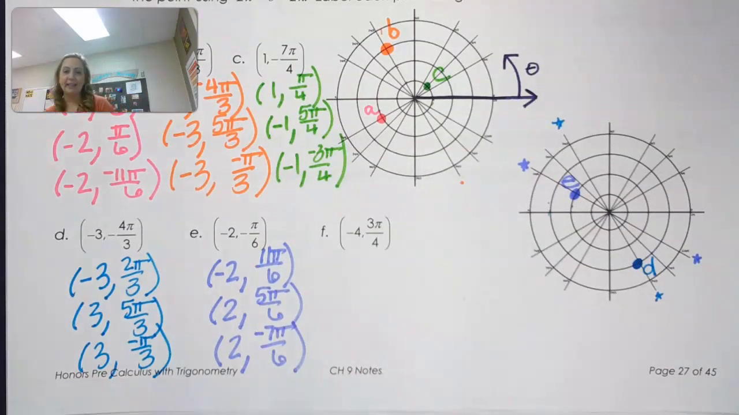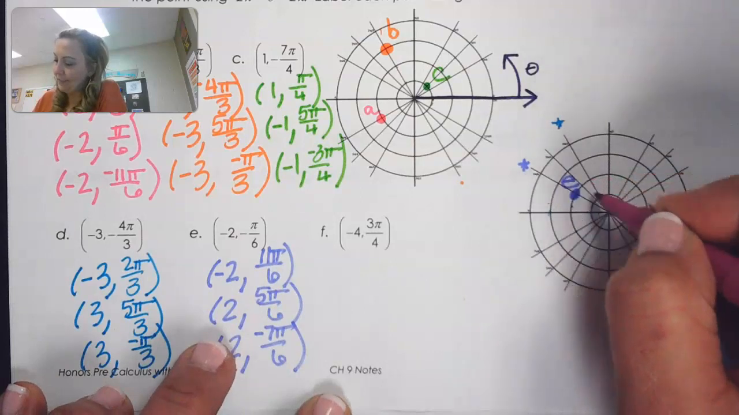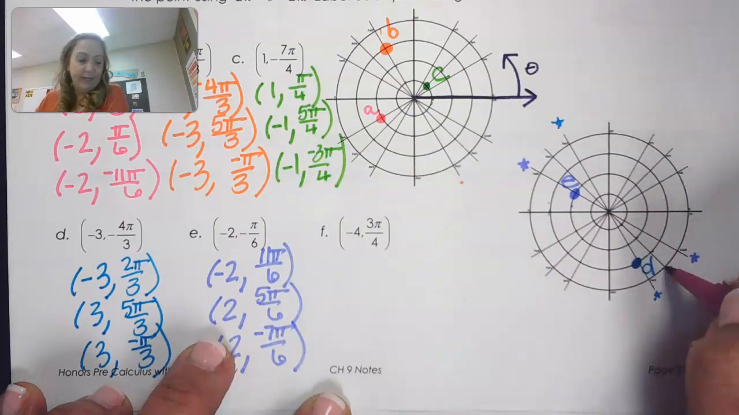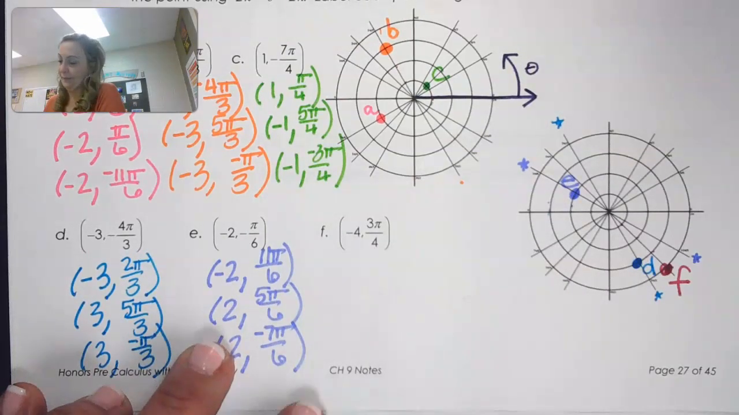Maybe you've been working ahead. Here, I'll just do one more. -4, 3π/4. So here's going to be where 3π/4 is. I need to back up 1, 2, 3, 4. So this is going to be where my letter F is.